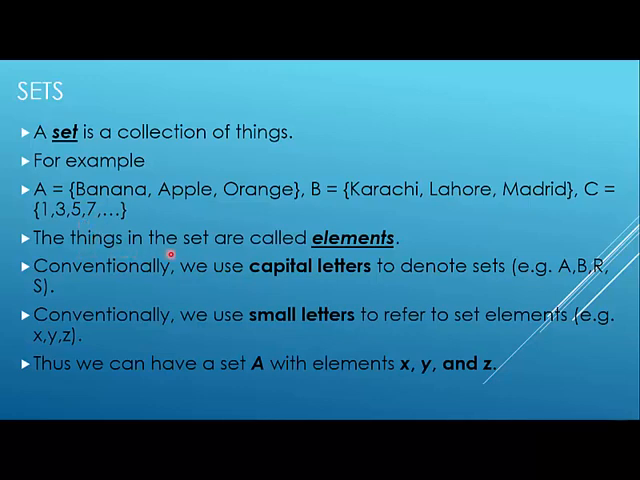The things in the set are called elements, like banana, apple and orange are elements of set A, Karachi, Lahore and Madrid are elements of set B, and 1, 3, 5, 7 and so on are elements of set C. Conventionally, we use capital letters to denote sets. A, B and C over here are denoting the sets, and small letters are used to denote elements.